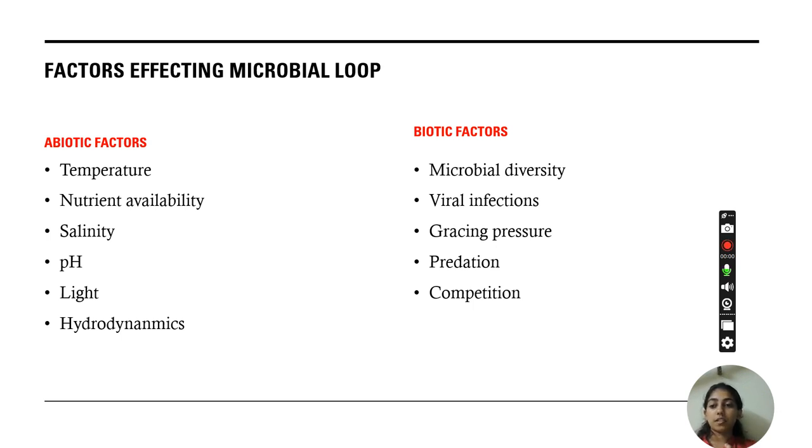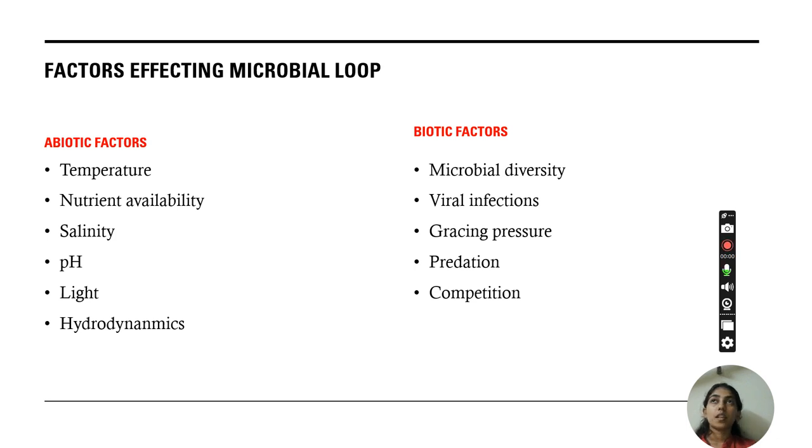So first we have to discuss temperature. Microorganisms flourish in higher temperature comparatively to lower temperature. And then nutrient availability. Basically microorganisms require nutrients like carbon, nitrogen, oxygen, phosphorus, sulfur, magnesium, like that. So availability of these nutrients also serves for the growth of microorganisms, and it affects the microbial loop.